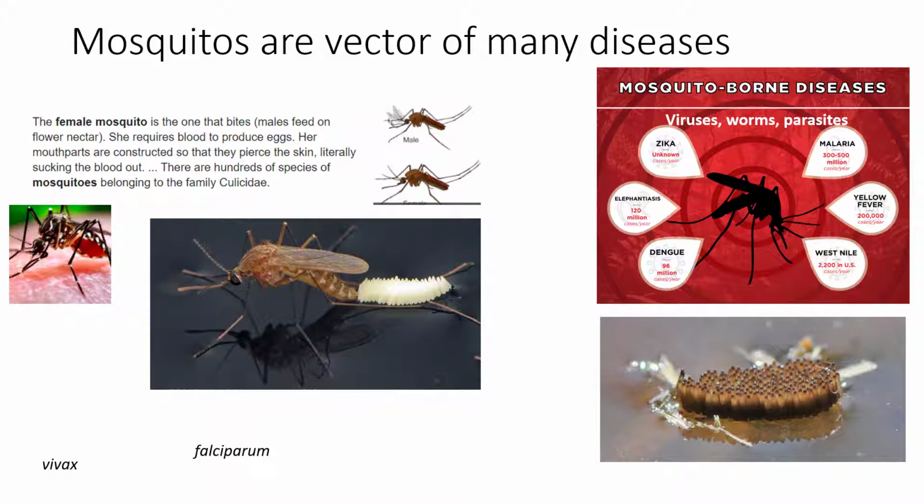They include worms that cause elephantiasis, which causes extreme swelling of the limbs and other body parts, along with viruses that cause dengue, Zika, West Nile, yellow fever. Historically, however, the heaviest hitter has been the parasite that causes malaria.